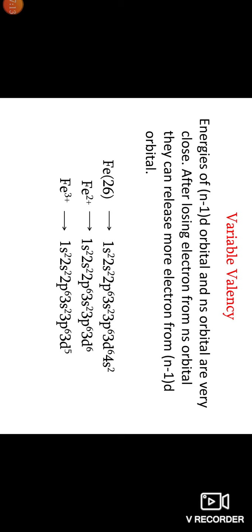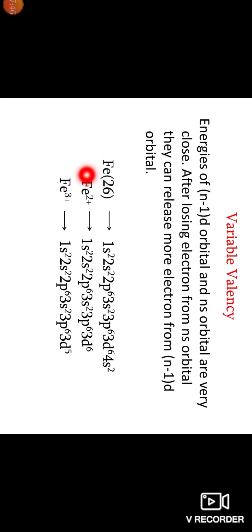Transition elements show variable valency because the energy difference between the outermost energy level, here ns, and the penultimate energy level, n minus 1 d, is very little. For this reason, after losing electrons from the ns orbital, d block elements, that is transition elements, can successively lose electrons from the n minus 1 d orbital.